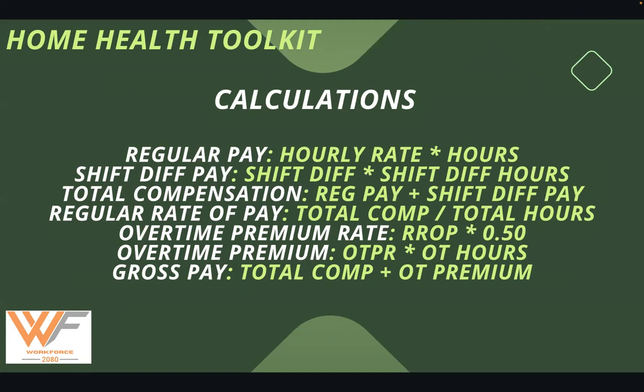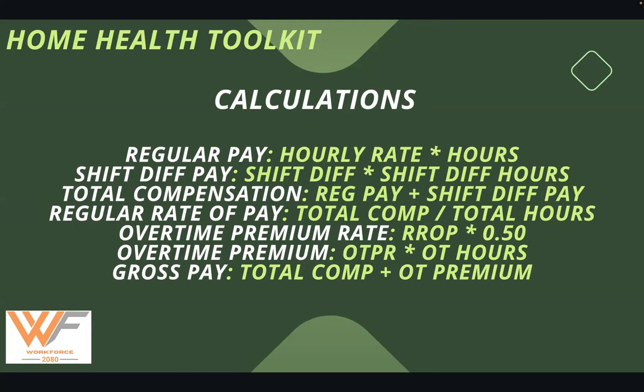This is so important. The regular pay is where you take the hourly rate times the hours that they work. Then you need to find the shift differential pay, which is the shift diff amount times the shift differential hours. Then you add those two components together, the regular pay and the shift differential pay, and that's considered total compensation.